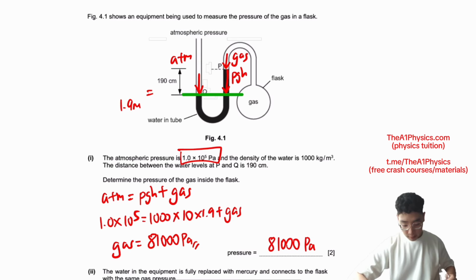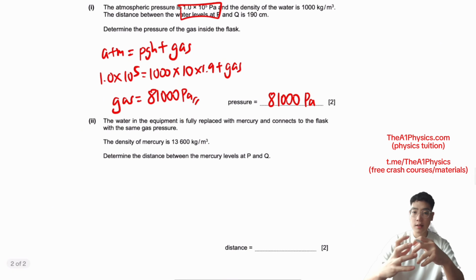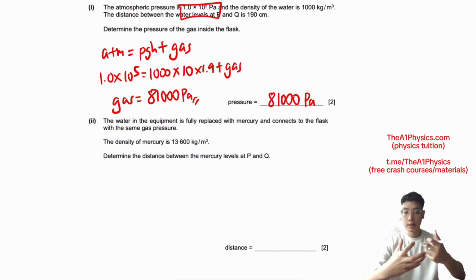Quite straightforward. Now, for the second one, the water in the equipment is fully replaced with mercury and it connects to the same flask.